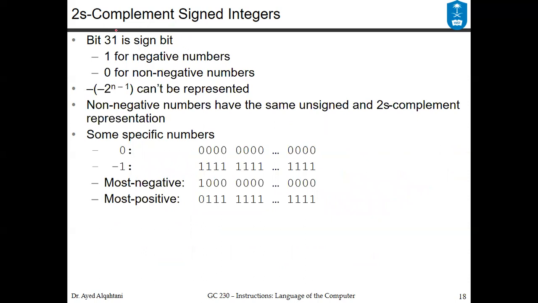But first, we see the 2's complement signed integer. Bit 31 is the sign bit. If it is 1, then that number is negative. If it is 0, then this number is positive or 0.